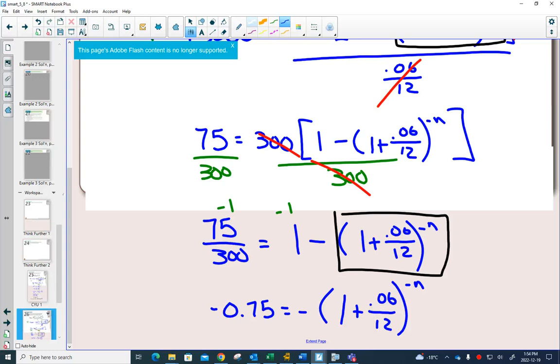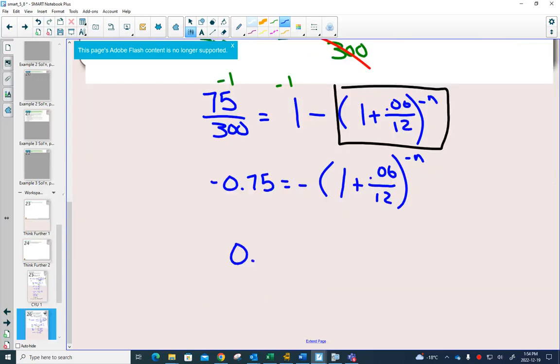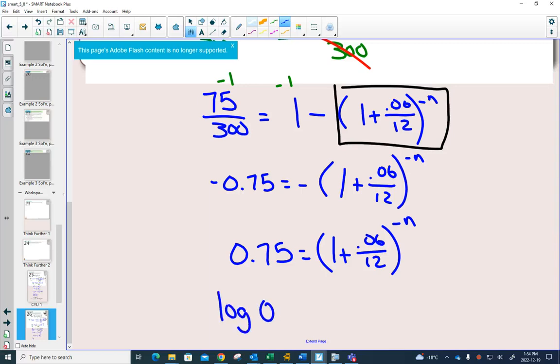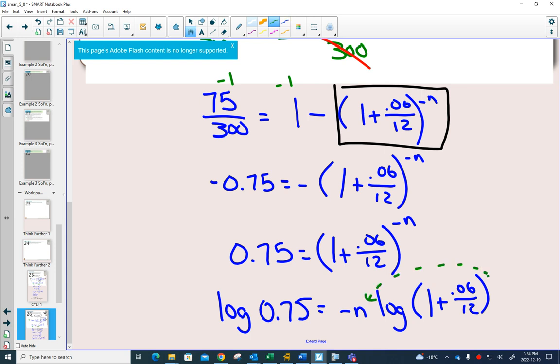So to get the power all the way by itself, I would have to multiply both sides by a negative number. And now my power is all by itself. So I can take the log of both sides. That negative n will come out in front because of your log law. I'll just remind you that, oh, that's where that came from.